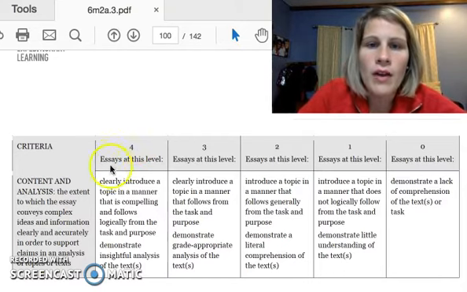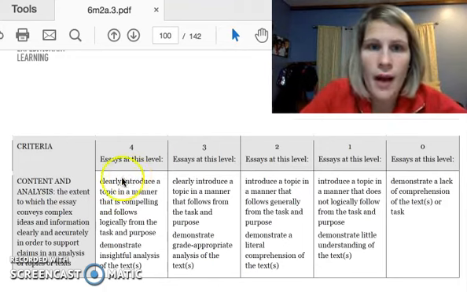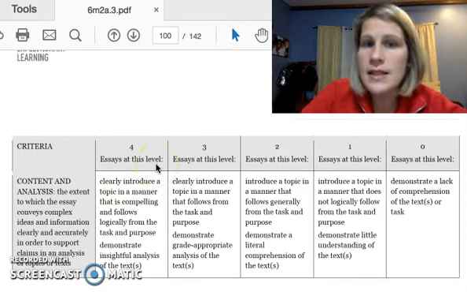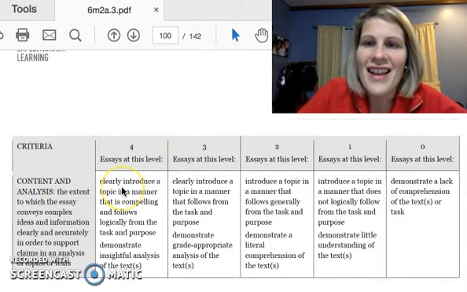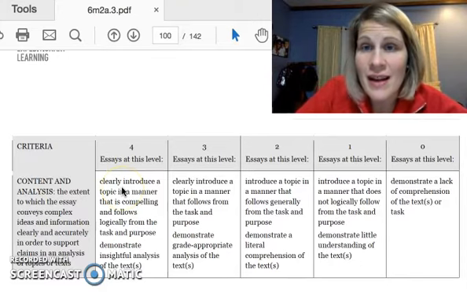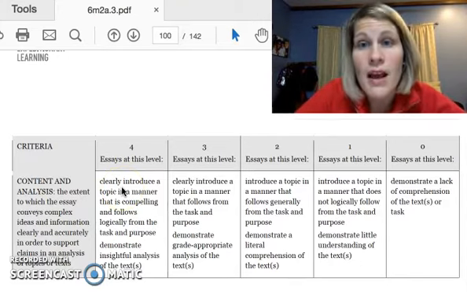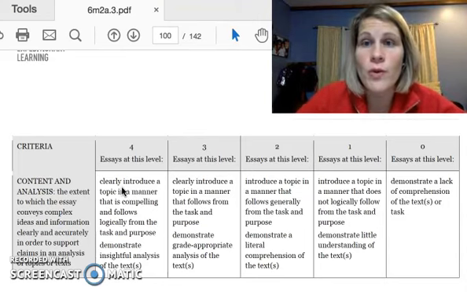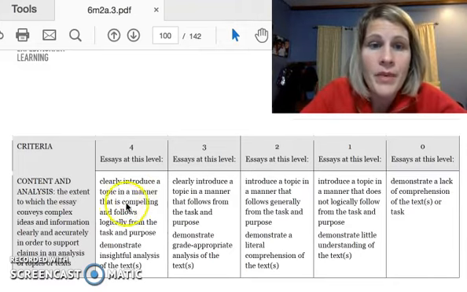We're going to look at the 4-point, okay? So in order to get all 4 points for this topic, you have to clearly, again, that means easily, simply introduce a topic. On your Bud, Not Buddy essays, your argument essays, a lot of you just didn't write an introduction at all. Okay, you have to write an introduction. You have to introduce something clearly so the reader knows what to expect. That's a big, big thing.